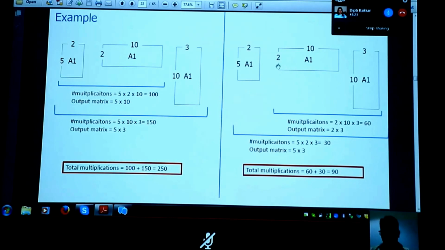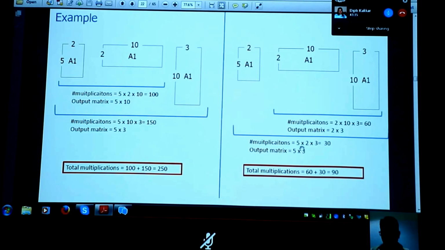Whereas in the second multiplication, you are going to do 2×10 times 10×3. That is 2 times 10 times 3, that is 60. And you are going to multiply that by this 5×2. So it will be 5×2×3, that is 30. So the total is 90. So the second one is better.